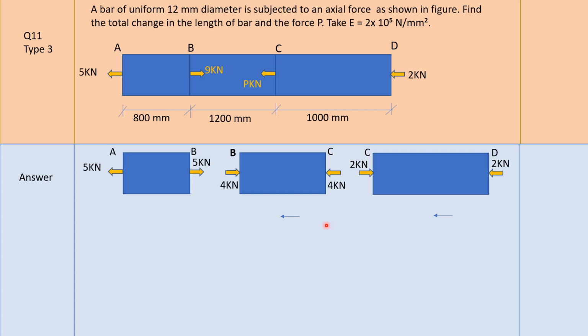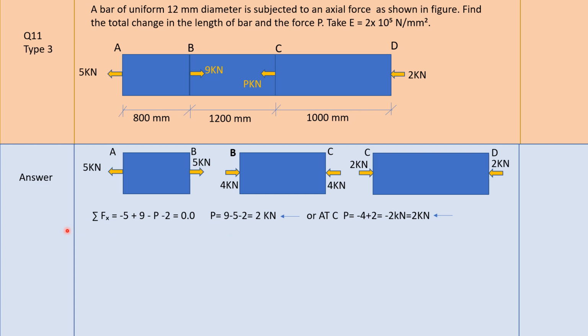Now see here, this 4 kilonewton is acting in the negative x direction. This 2 is acting in the positive x direction. So this we will consider minus 4, this is plus 2. Total will be minus 2. So this force here will act in the negative x direction, and this P will become equal to 2 kilonewton. This minus 4 plus 2 will give us minus 2, and minus means in the negative x direction.